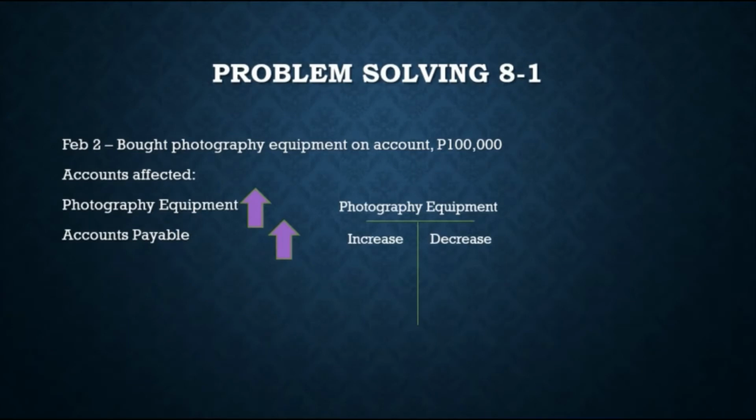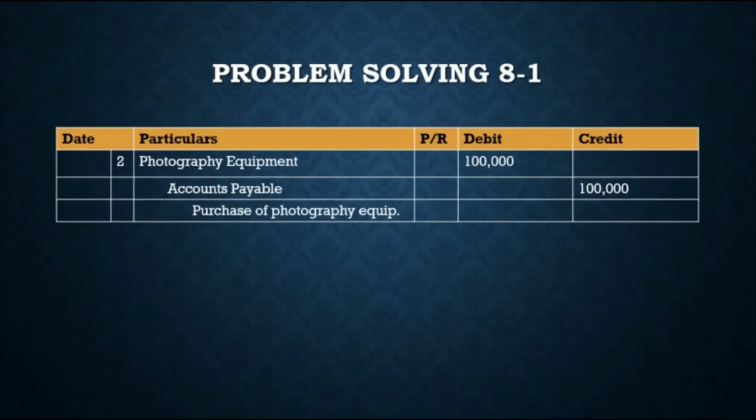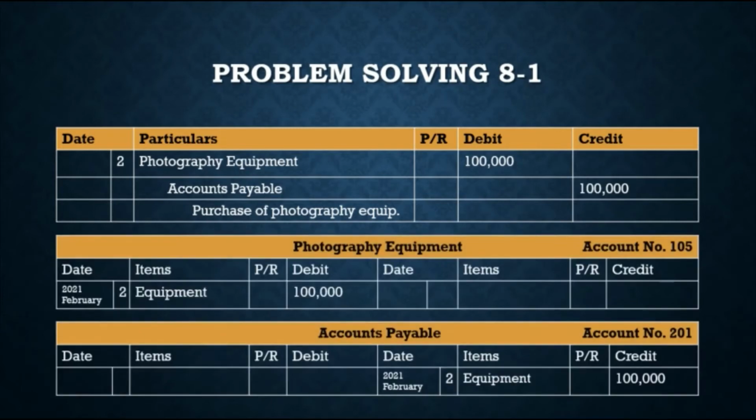And since photography equipment is an asset, para mag-increase ang asset, dapat i-debit so we will debit photography equipment and since ang accounts payable is a liability account at para mag-increase ang liabilities, dapat i-credit so we will credit accounts payable. So ang ating journal entry no February 2 para sa transaction na ito ay debit photography equipment 100,000 and credit accounts payable amounting to 100,000 for the purchase of the photography equipment. So kapag pinost natin to sa general ledger, ito ay under account number 105 at 201 respectively.